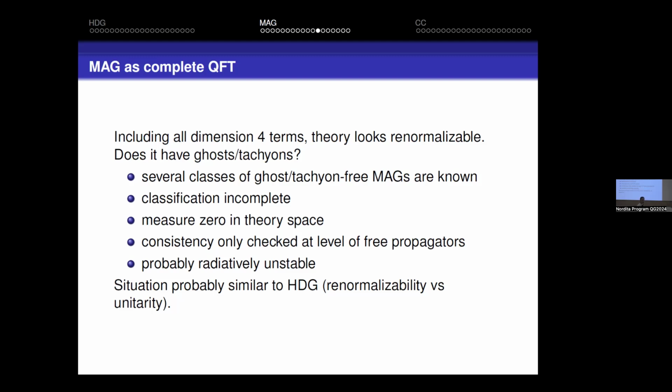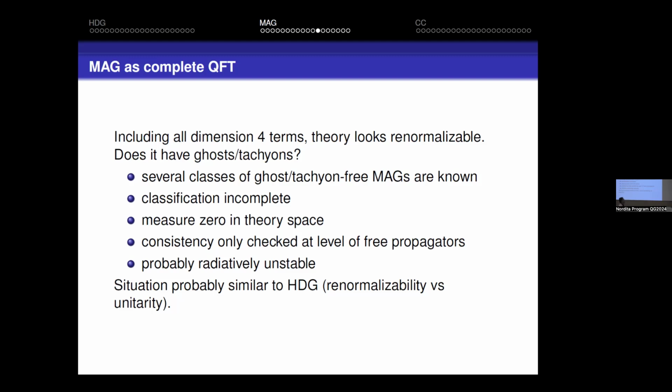But if you include the dimension 4 terms, the couplings are dimensionless, and then the theory would be power counting renormalizable. It's a little bit like going from Einstein gravity to higher derivative gravity. Once you have the dimension 4 terms, the theory could be renormalizable. So you can ask here the same question that you ask about higher derivative gravity: is it renormalizable? Does it have ghosts or tachyons and so on?